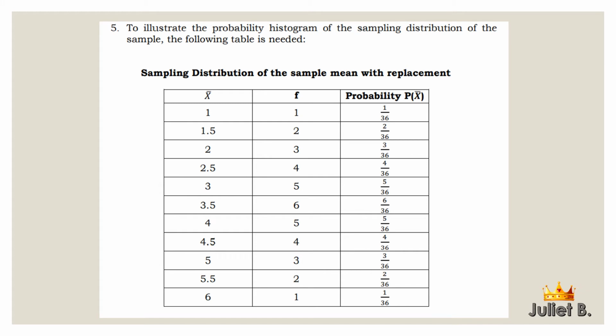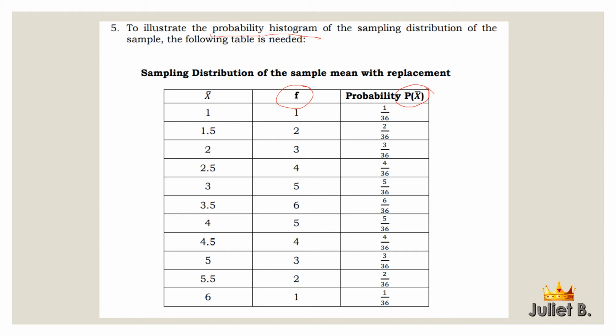To illustrate the probability histogram of the sampling distribution of the sample mean, the following table is needed. So we are now on number 4, wherein we have to construct the probability histogram. And for us to do that, of course, we should have the frequencies and at the same time the probability, because as we said, this is a probability histogram. Now, we have to list down all the sample means.